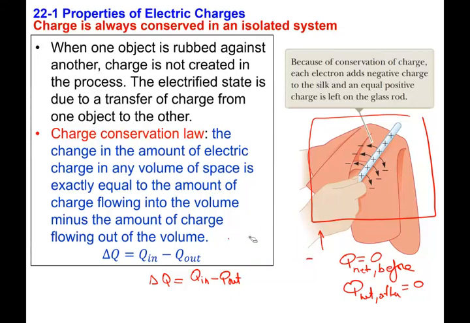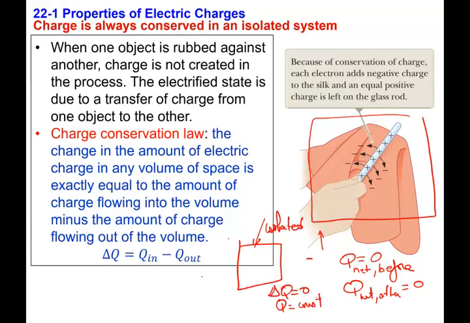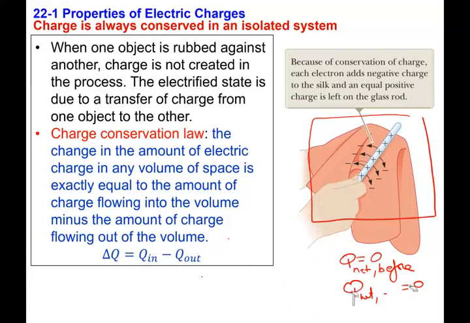And if the system is isolated, like in this case, so this is isolated, then delta Q is going to be equal to 0 because Q in is equal to 0, Q out is equal to 0. That means the charge of the system is constant. Q is going to be constant. So this is the law of conservation of charge. So now we can add it to the previous laws of conservation that we have observed before. Any question about the conservation of charge?